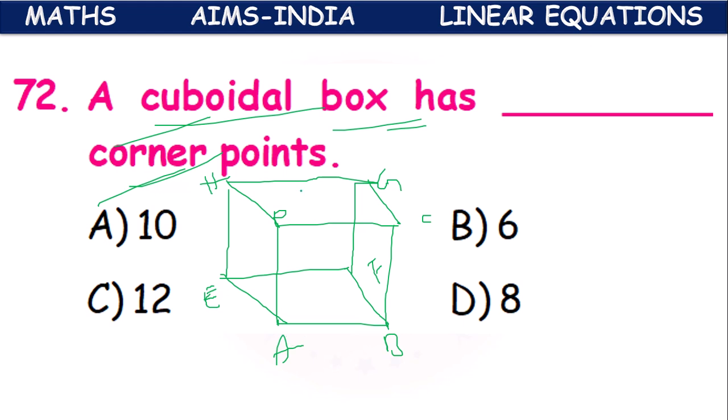So suppose if this is a roof, if this is a floor, if this is a roof, E, A, B, F. 4 corners. 1, 2, 3, 4. 4 corners on the floor. 1, 2, 3, 4. 4 corners on the roof. Total it will be having 8 corners.